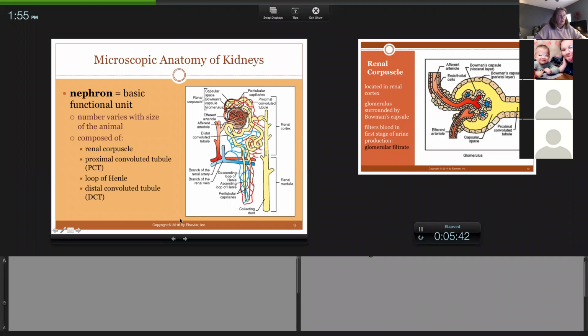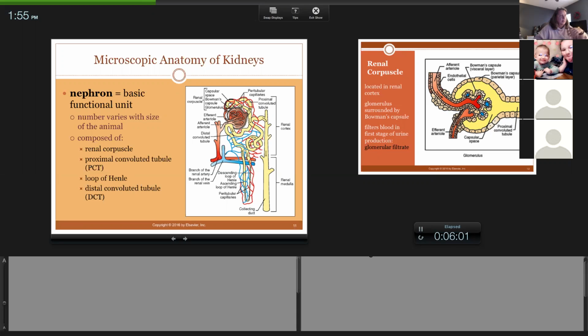This is the picture that you will need to know for this test. So we're going to spend a fair amount of time talking about this. Now, different species have different numbers of nephrons, but I want you to know the nephron is the functional unit of the kidney that makes urine.